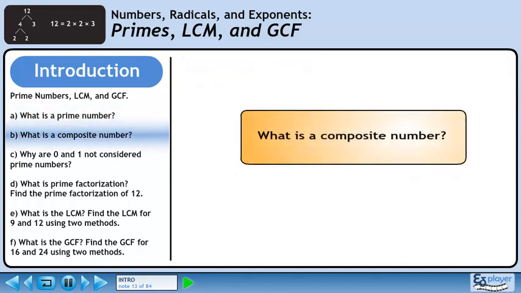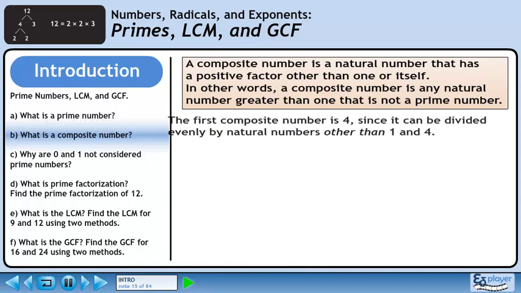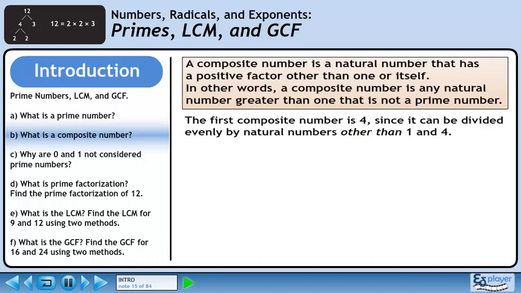In part B, we are asked what a composite number is. A composite number is a natural number that has a positive factor other than 1 or itself. In other words, a composite number is any natural number greater than 1 that is not a prime number. The first composite number is 4, since it can be divided evenly by natural numbers other than 1 and 4.